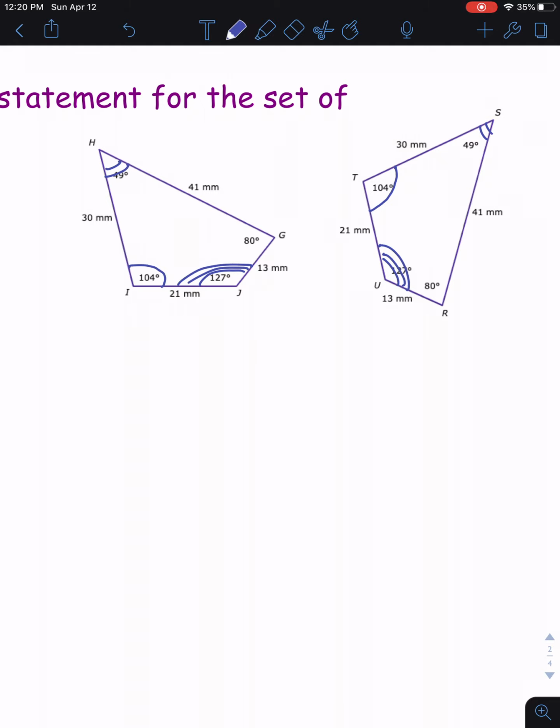So when I'm writing this congruent statement, I can choose to name my first polygon any way I want, but then the second polygon needs to follow in the same order to show all those corresponding parts. So I'm going to name this first quadrilateral HIJG. Then I'm going to use my congruent symbol, which is the equal sign with the wave above it. Then I need to find who is corresponding and congruent to angle H, which is angle S, because they're both 49 degrees. And then I'm going to follow that for I, J, and G. So that would be my congruent statement for those two polygons.